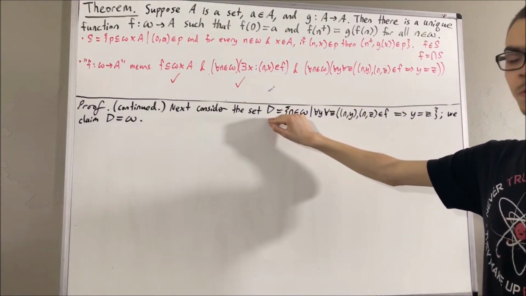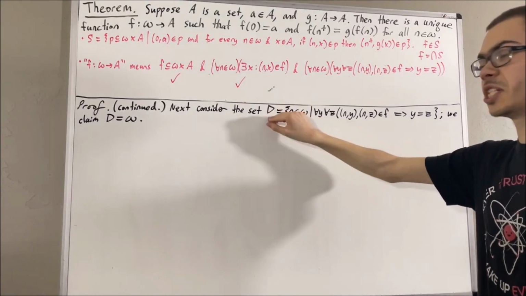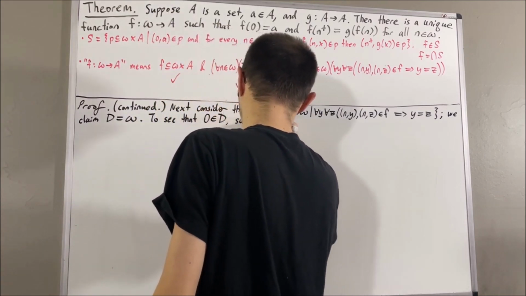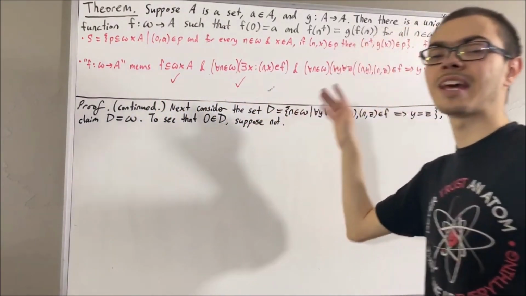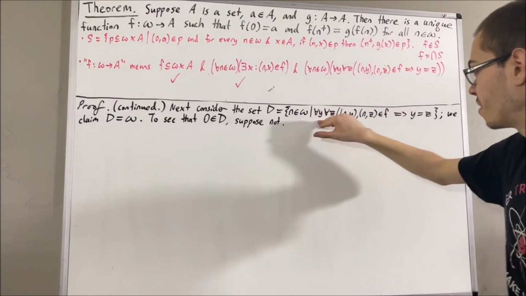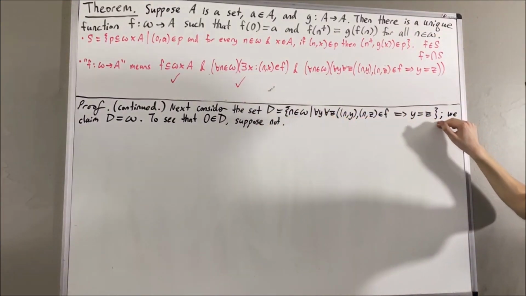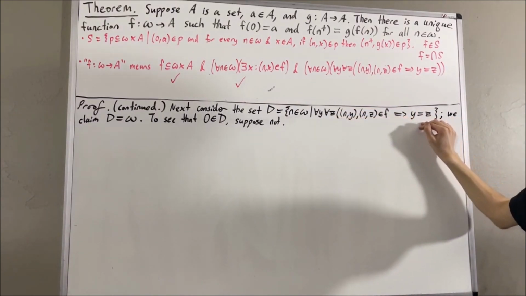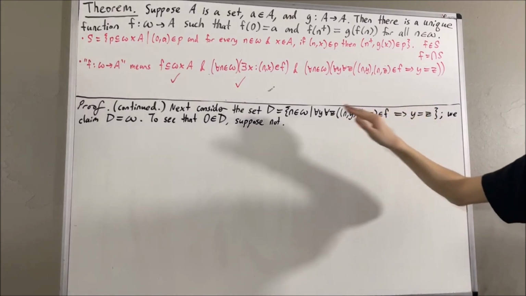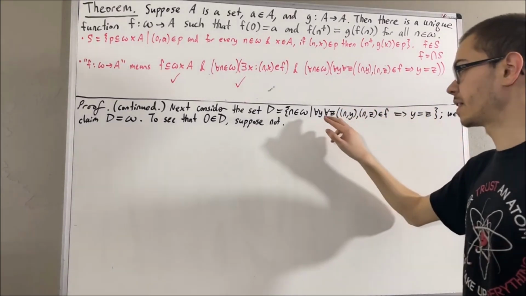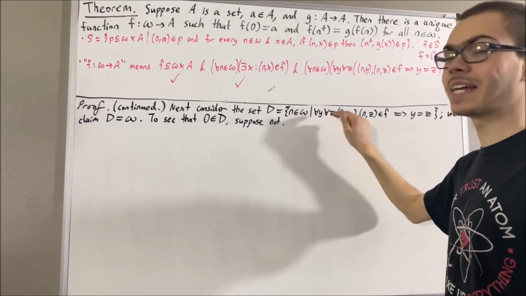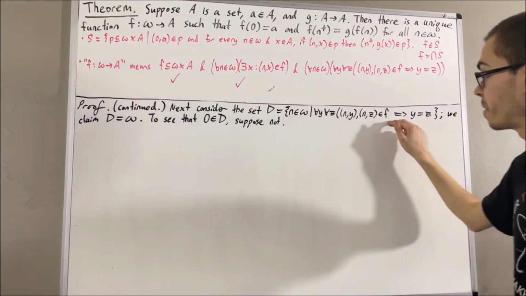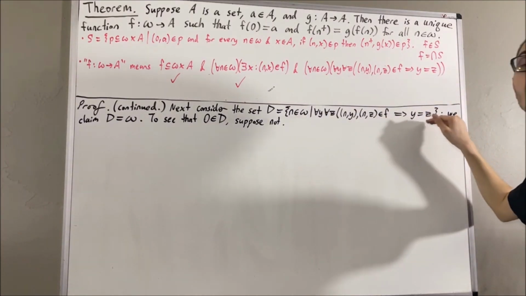To prove that 0 is an element of D, let's assume for a contradiction that 0 is not an element of D. So since we're assuming 0 is not an element of D, this means that this statement cannot be true for 0. So the negation of this statement is true for 0. And the negation of this statement for 0 would be to say that there exist y and z such that (0, y) and (0, z) are elements of f, but y is not equal to z.